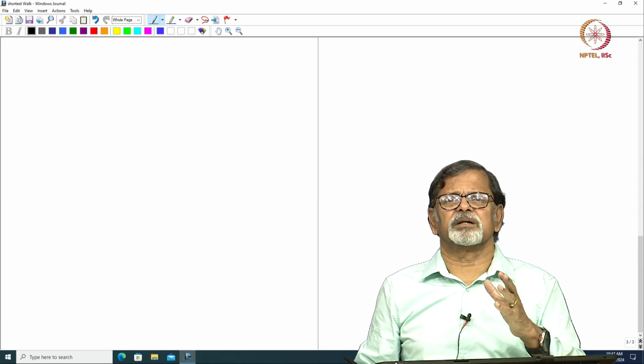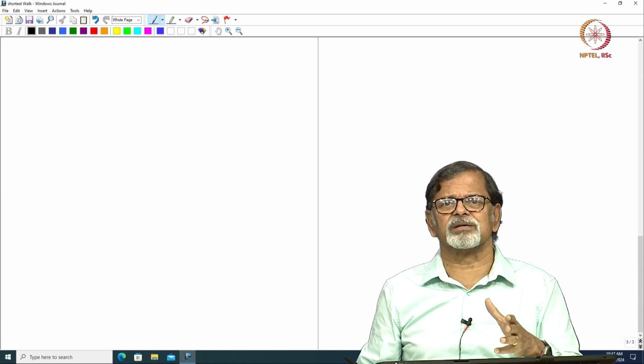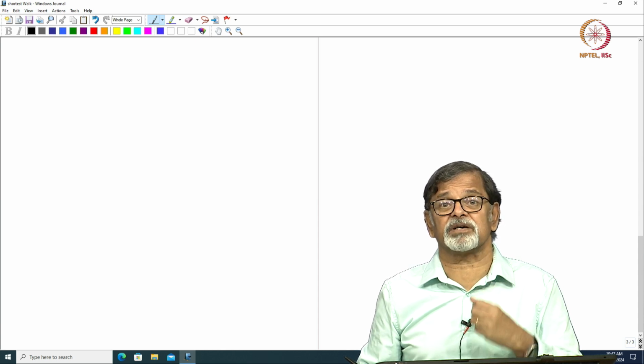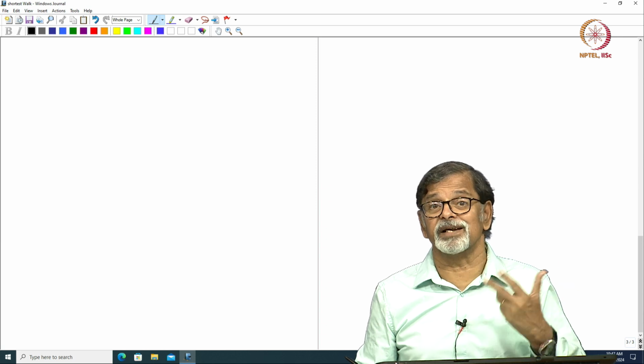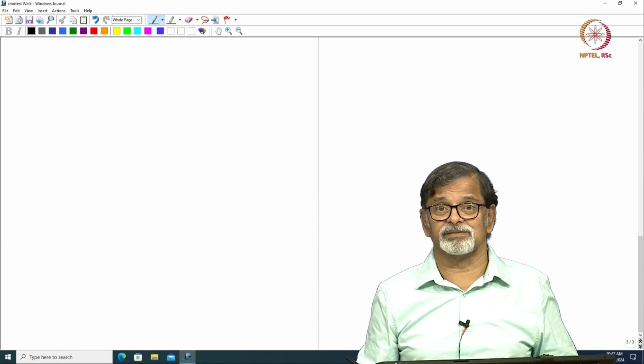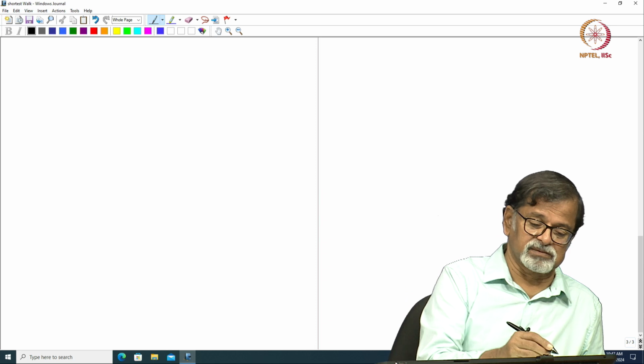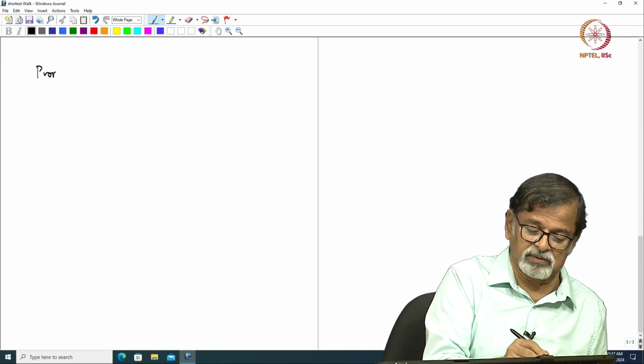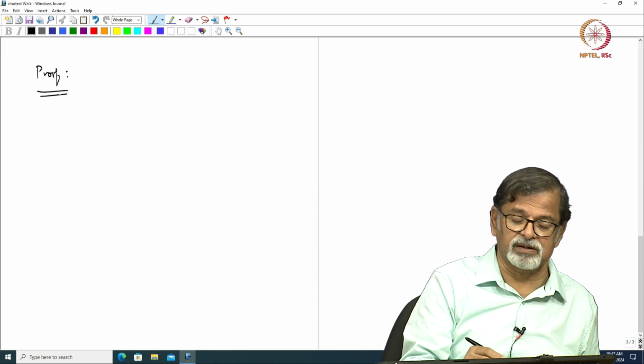Can the shortest walk have any repetition of vertices? In other words, can it contain a cycle? Okay. How do we prove this? Proof for property 3.